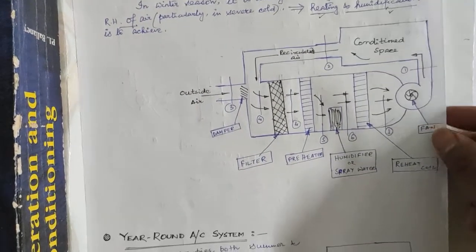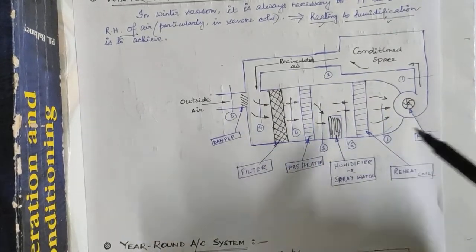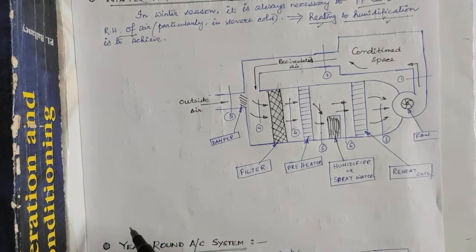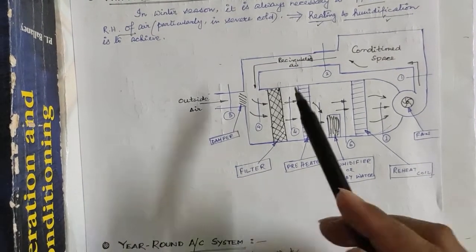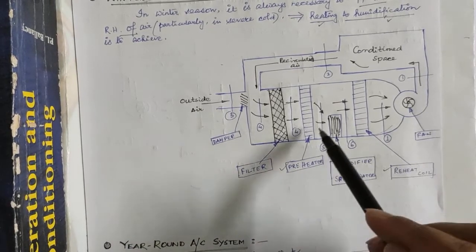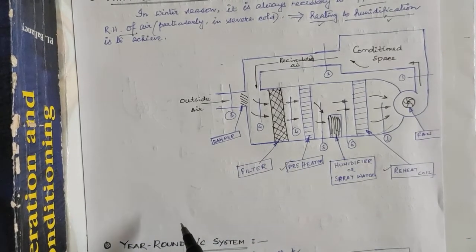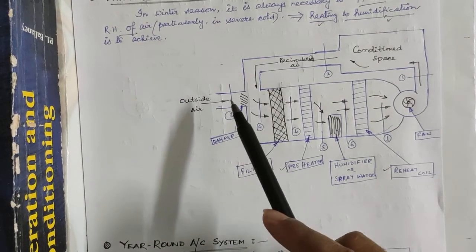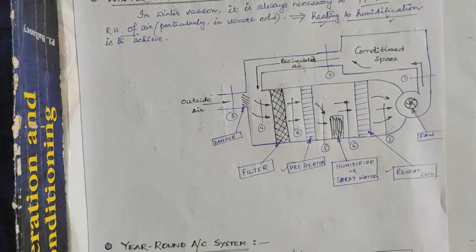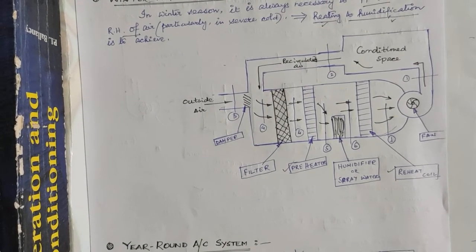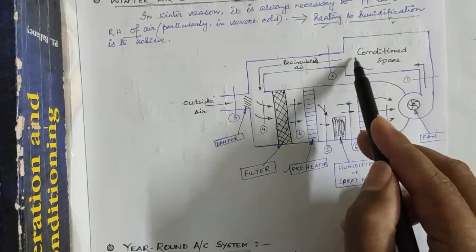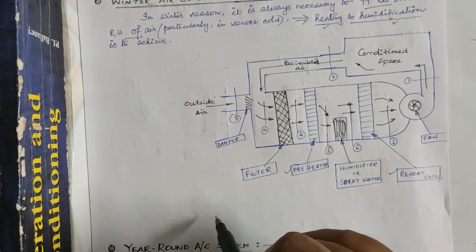So this is the arrangement that is usually done in case of winter air conditioning, which is almost similar to the summer air conditioning system, except for some different attachments. Here, first the outside air will flow through the damper and it will mix with the recirculated air coming through the return duct in a proper ratio.